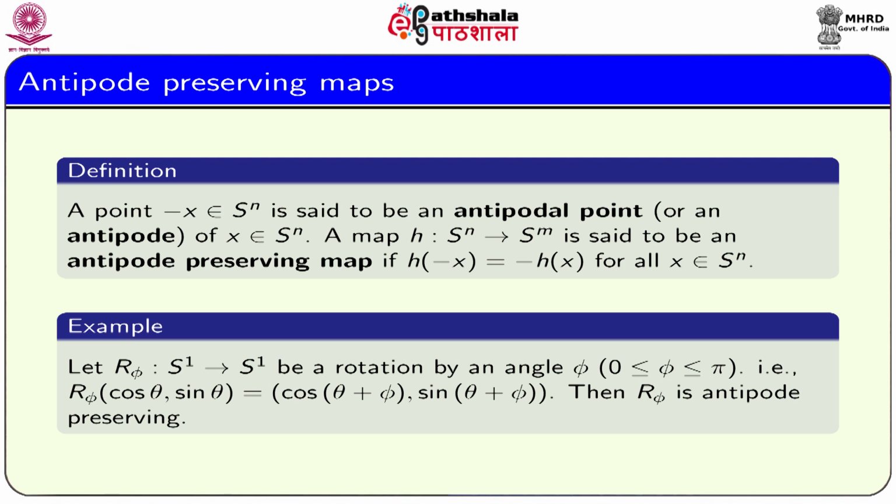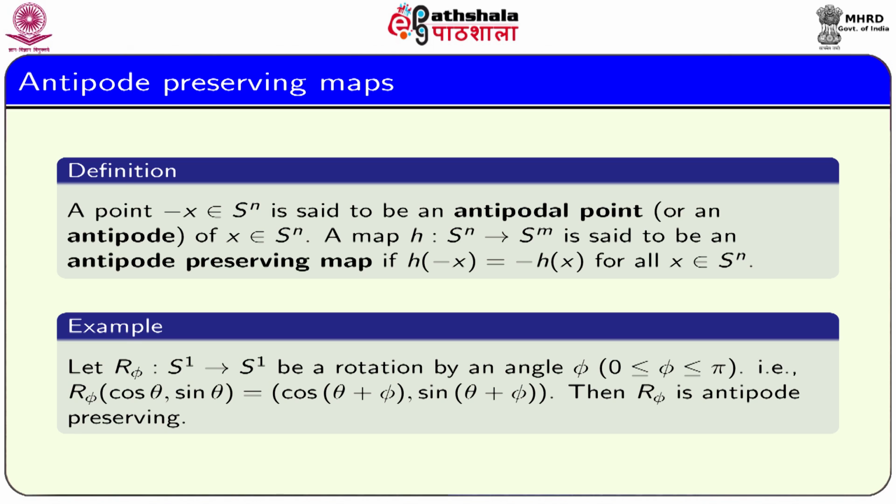Now we define an antipodal point. Suppose I take a point x from Sn, then the diametrically opposite point minus x on Sn is called the antipodal point of the given point x. Now, a map h from Sn to Sm is said to be an antipode preserving map if h(minus x) is equal to minus of h(x) for all x belonging to Sn.